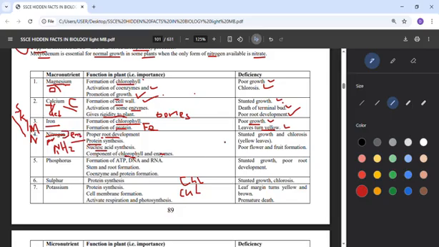So the deficiency of this nitrogen will cause stunted growth, because once protein is affected, the growth will be affected. Then also chlorosis, meaning that once the chlorophyll is not formed, there will be yellowing of leaves. Then poor flower and fruit formation. Since nitrogen is the major protein product, it will not allow the flower and the fruit to be well formed. So that leads us to phosphorus.